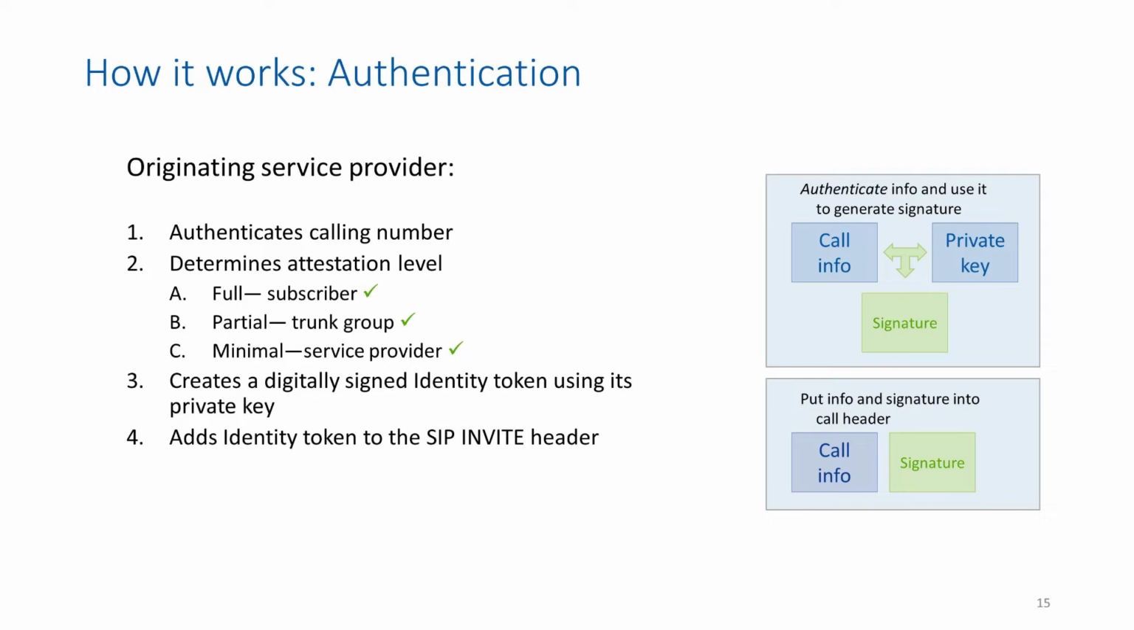I know who they are. They're one of my consumers or users of telephone numbers. I know the phone number. It's one I gave to them. Or B, I know who they are, but it's in a trunk group.